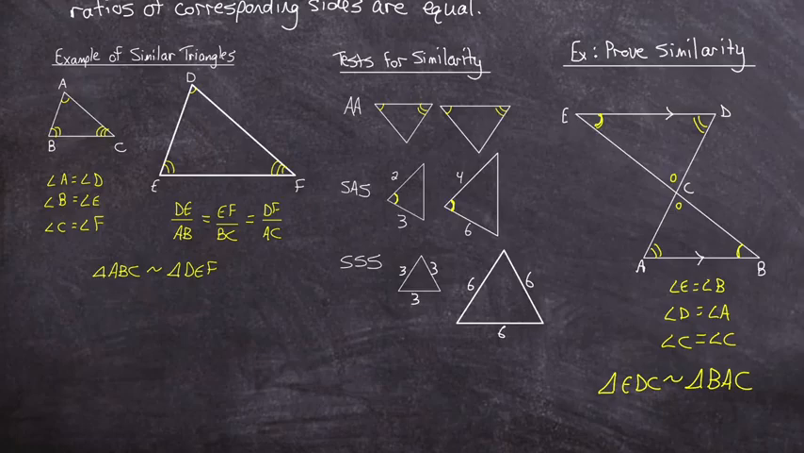And notice I matched up the pairs of equal angles in the notation. E and B were equal to each other, so I wrote them first. D and A were equal, and then, of course, angle C's were equal.